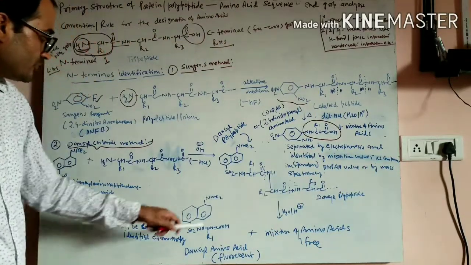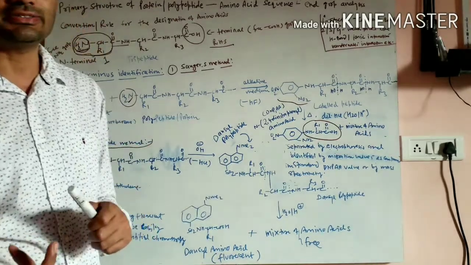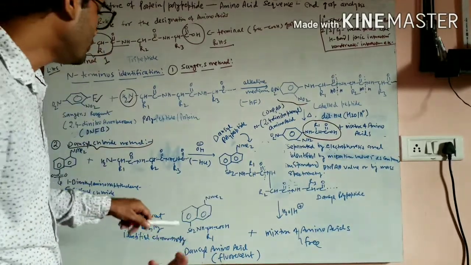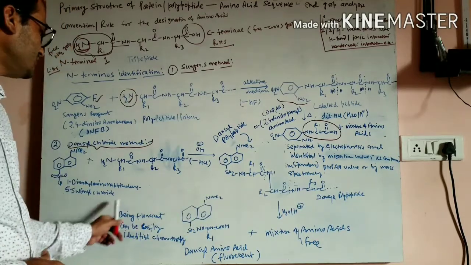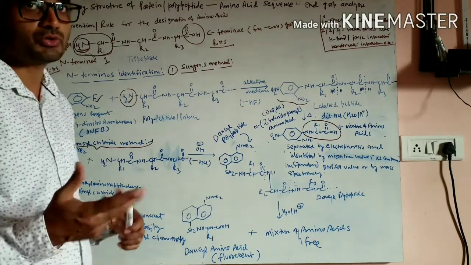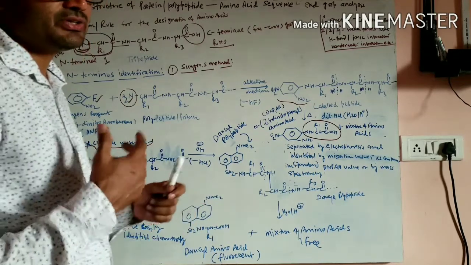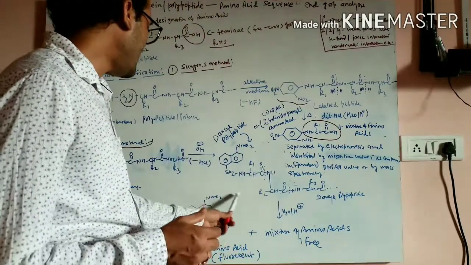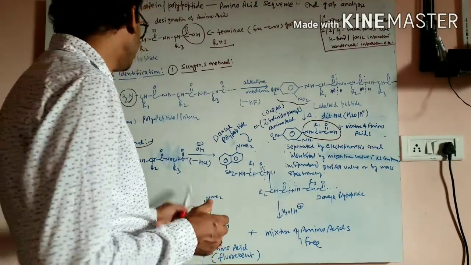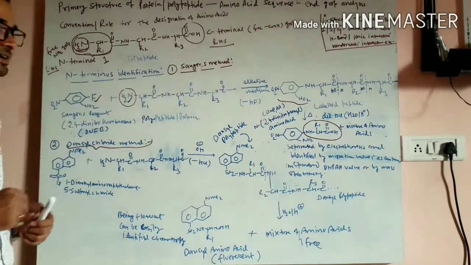Now, this molecule is fluorescent in nature. It has fluorescence. So due to the fluorescent nature of this molecule, it can be easily identified through chromatography, and by identifying this molecule, we can identify what is the N-terminal amino acid of this polypeptide chain.